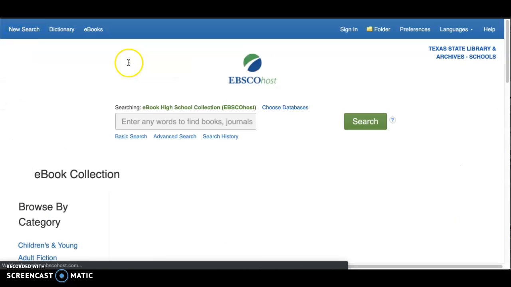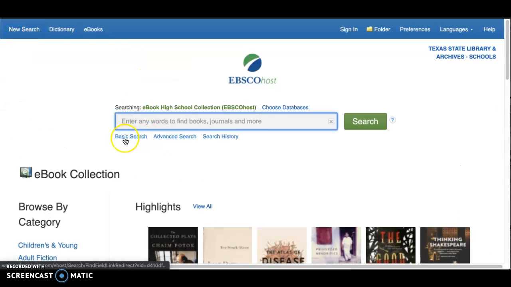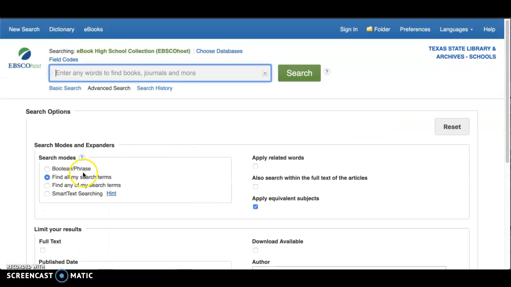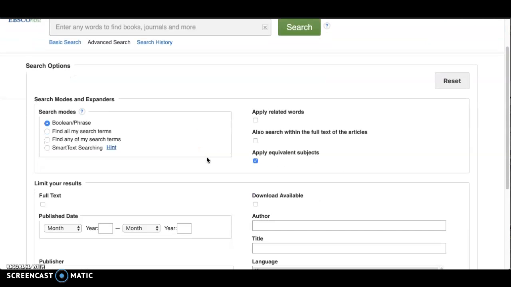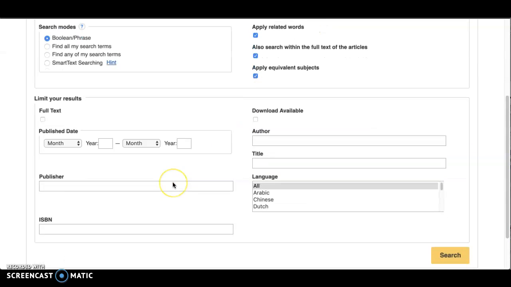Excuse me. Let's try something else. Here's a basic search, and here's advanced search. So if we did Boolean phrase, oh look, apply related words. Also search within the full text of the articles. Apply equivalent subjects. Sure, let's try.